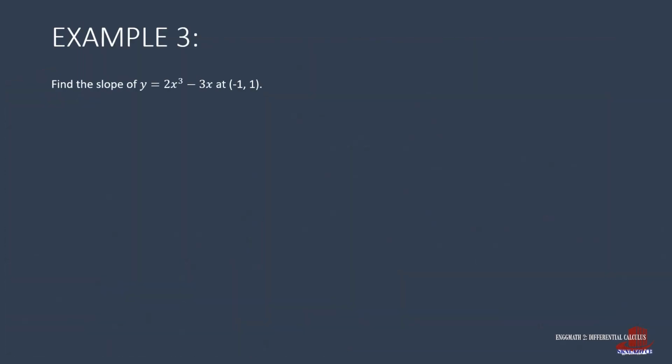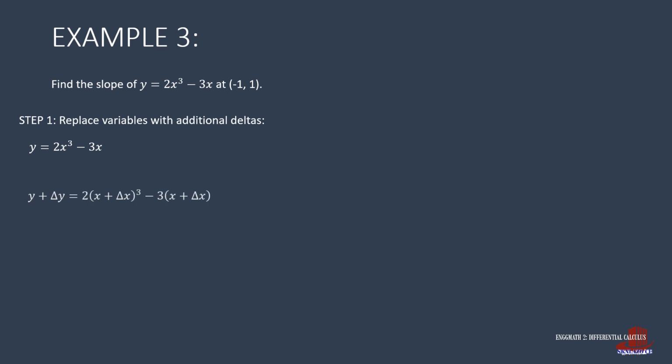With the equation y is equal to 2x cubed minus 3x, find the slope at point (-1, 1). The first step is to replace the variables with their counterparts, adding deltas. So the equation turns out as y plus delta y is equal to twice the cube of x plus delta x minus 3 times the quantity of x plus delta x.